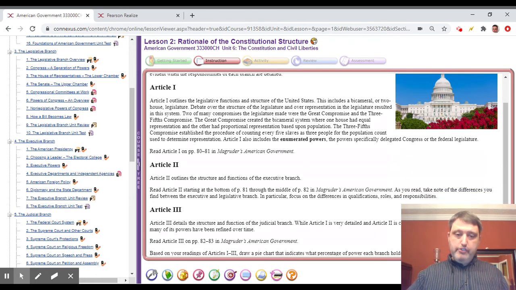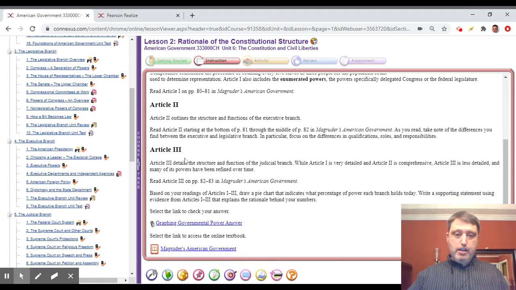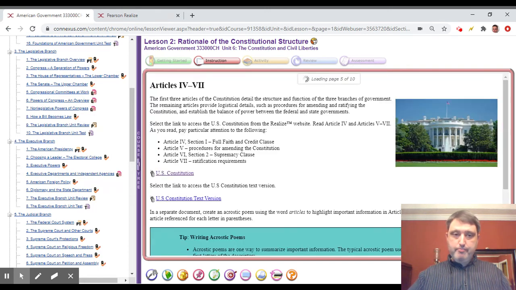Article 2 outlines the executive branch. Article 3 outlines the judicial branch. And again, remember that when you're going through this, you do need to go and read the corresponding sections in your textbook in order to get a little more detail. The first 3 articles of the Constitution detail the structure and function of the 3 branches of government. The remaining articles provide logistical details, such as procedures for amending and ratifying the Constitution, establishing the balance of power between the federal and the state governments.